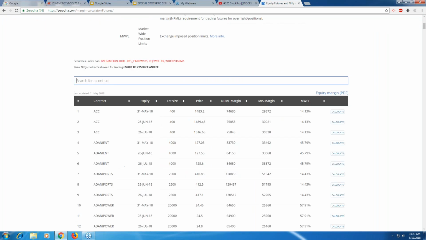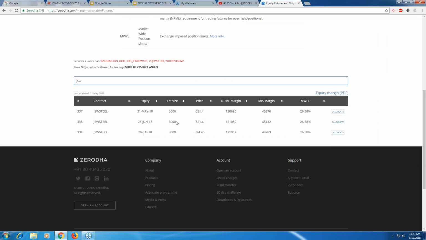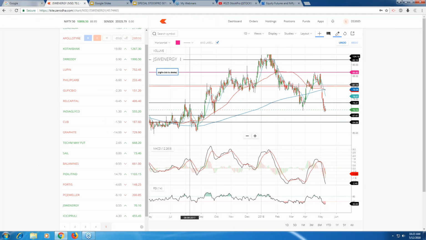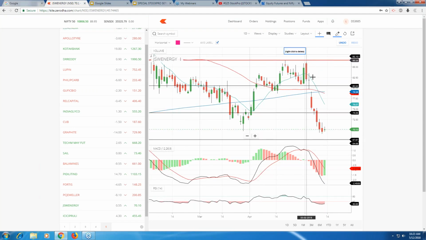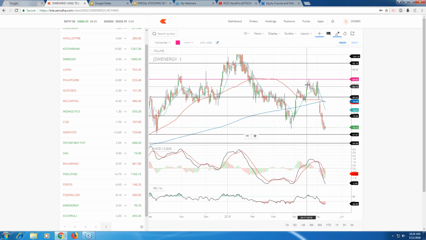So let's see JSW Energy. The lot size is 3,000. Money involved is 1,20,000. And how much money do you get from here? From 86, it has come down to 70, 16 points. 16 into 3,000, it's 48,000 is what you get from here. This is the return the stock will give you. When we talk about options, we'll work out how much we would have earned in options through this trade.